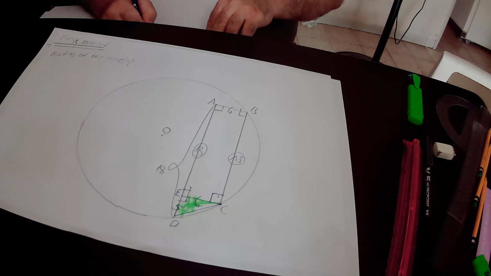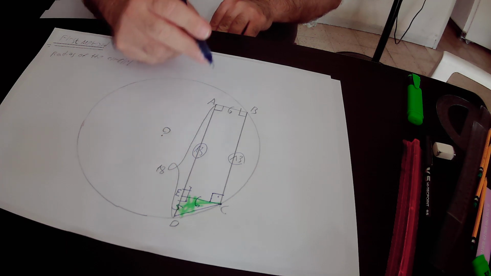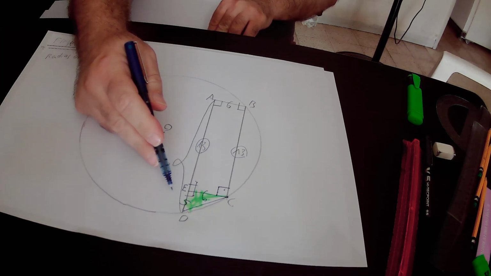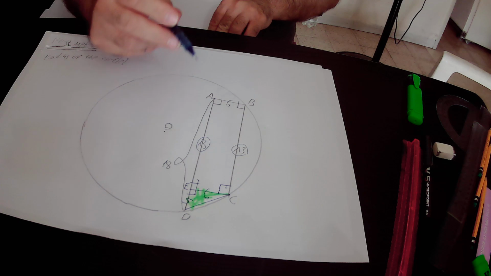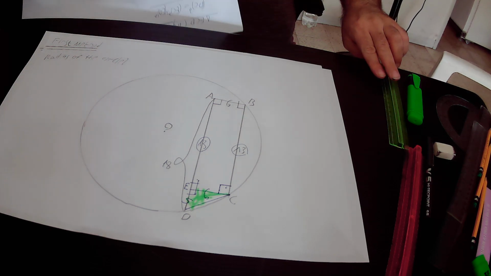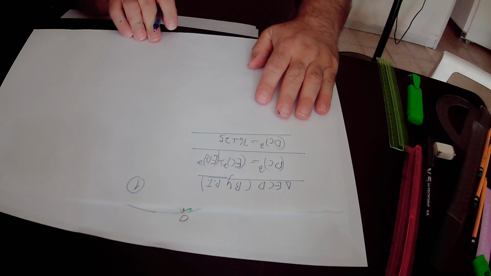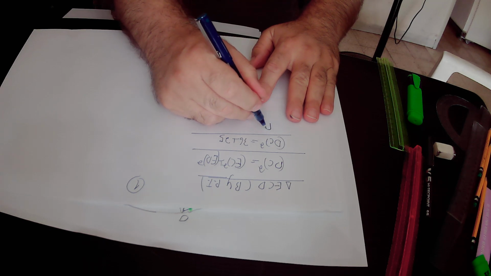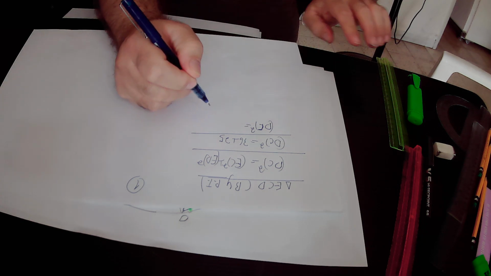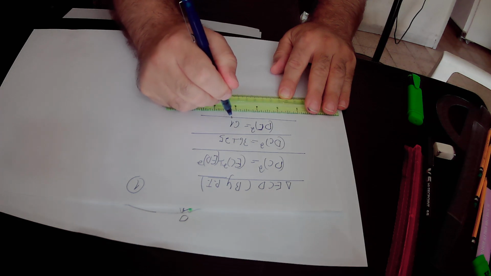So DC square, that is the square of the hypotenuse, must be equal to EC square. EC equals 6 units, as you can see here. Therefore, EC square equals 6 squared, that is 36, plus ED square. ED equals 5 units. Therefore, ED square equals 5 squared, that is 25. So in conclusion, we found that DC square equals 36 plus 25, which is 61. So DC square equals 61.